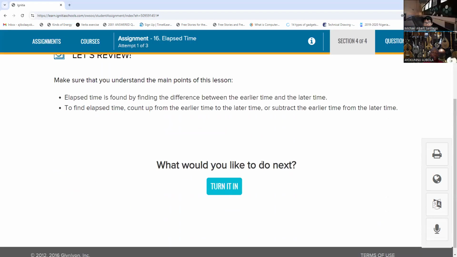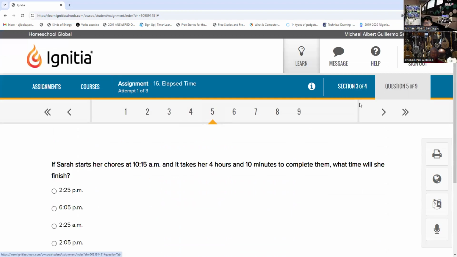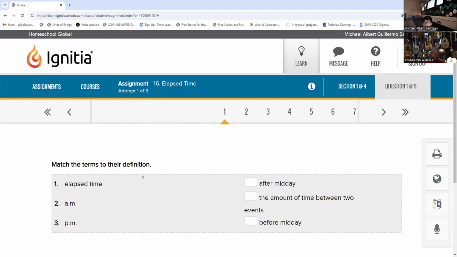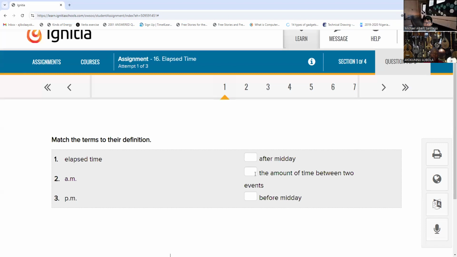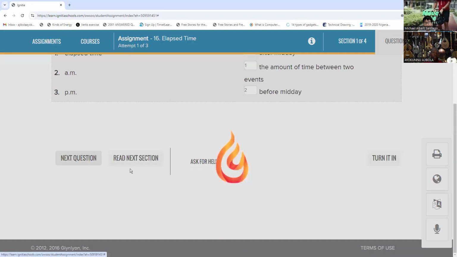For the next session, let's work on some questions. Elapsed time is the amount of time between two events. That's 1. A.M. is before midday. P.M. is after midday. This is 2. But that is 3. So go to the next question.